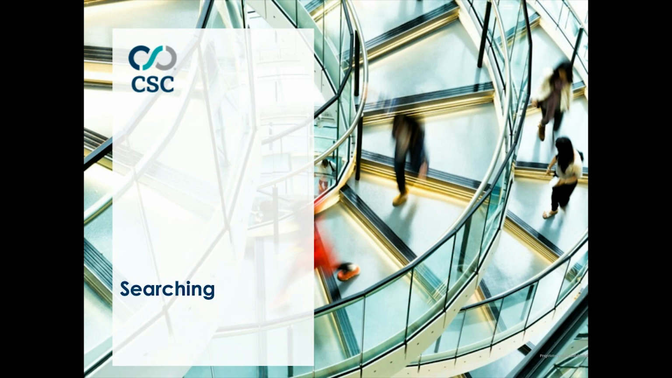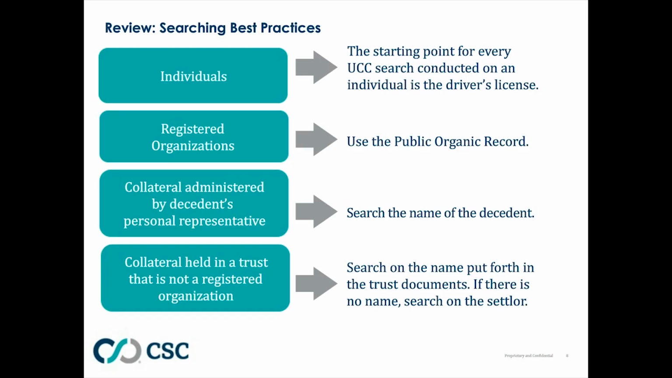Searching. So, searching best practices. Here are some starting points. On the left side of the screen, you see some teal boxes, and these are actually entity types. And then on the right, it'll show you the starting point, where you go to search on these different organizations, also individuals. So we start off at the top with individuals. The starting point for every UCC search conducted on an individual is the driver's license. That's where you start with the information on the driver's license.